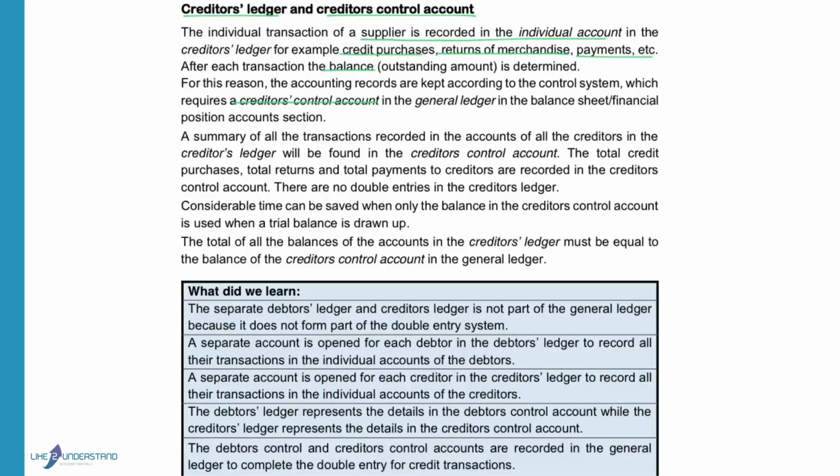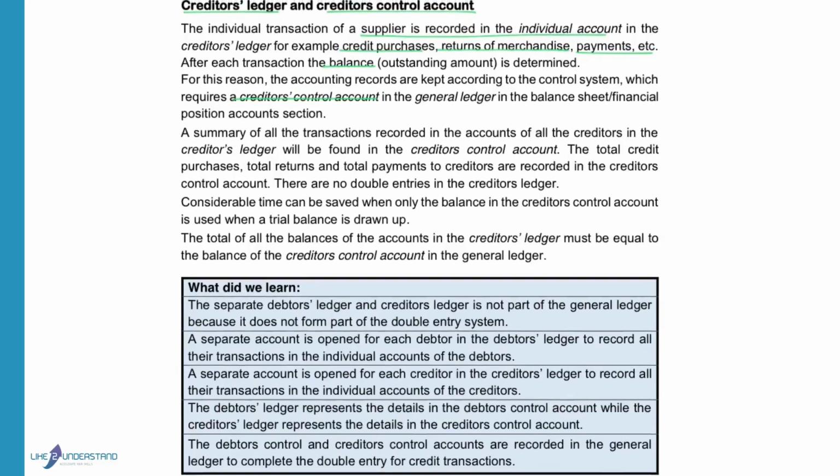Because the creditors ledger is not a double entry system, we will also have to open a creditors control account in the general ledger so that we can record the total purchases, total returns, or total payments made in the creditors control account. The creditors control account is therefore a summary of all the transactions that we recorded in the individual accounts of the creditors in the creditors ledger.